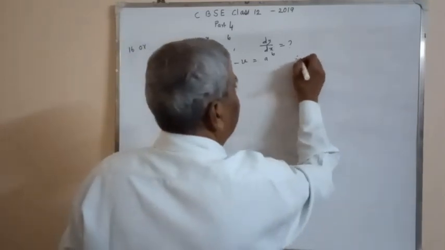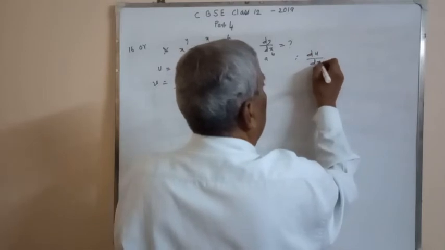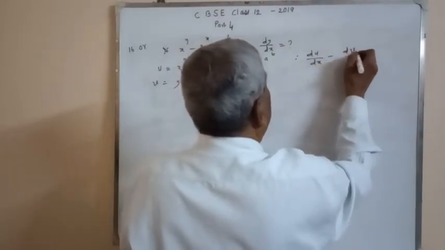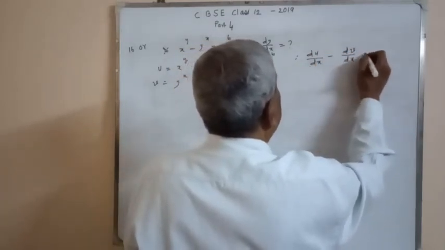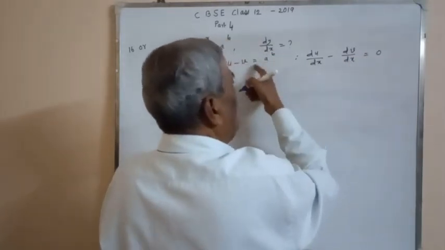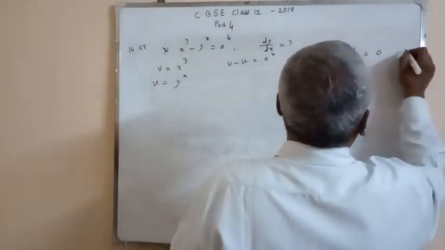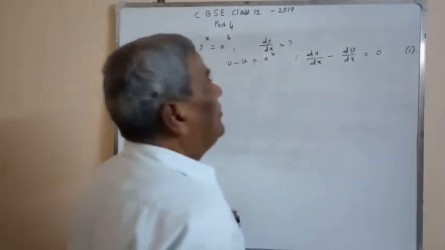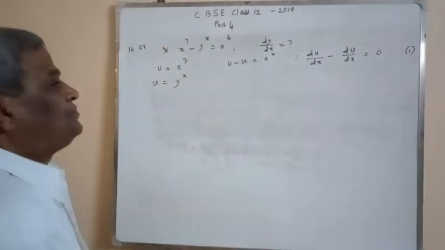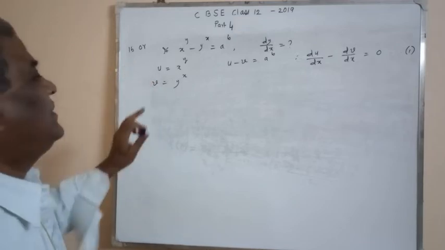Therefore, we get du/dx minus dv/dx is equal to 0. The power is constant, and in fact all are constant. Suppose this is our equation 1. Now first find du/dx from there.